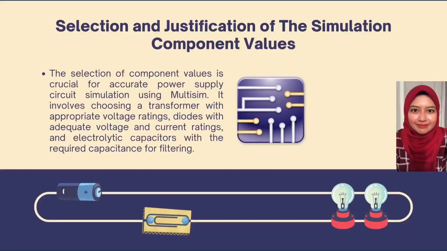The selection of component values is crucial for accurate and trustworthy results in power supply circuit simulation using Multisim. It involves choosing a transformer with appropriate voltage rating, diodes with adequate voltage and current rating for rectification, and an electrolytic capacitor with the necessary computations for filtering without exceeding the predicted voltage across them. This ensures the desired load is met and the simulation results are reliable.